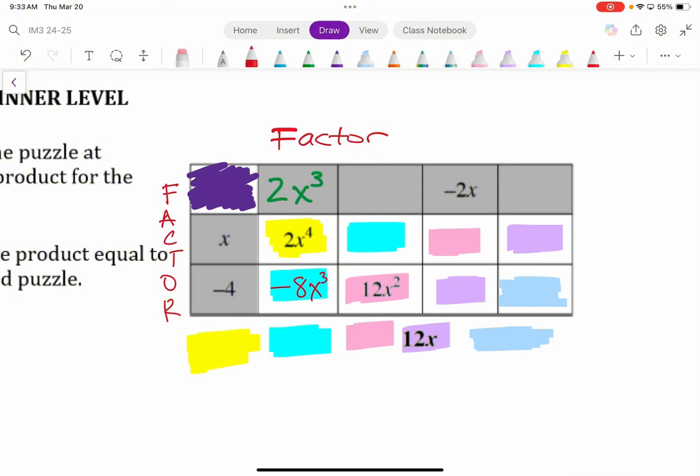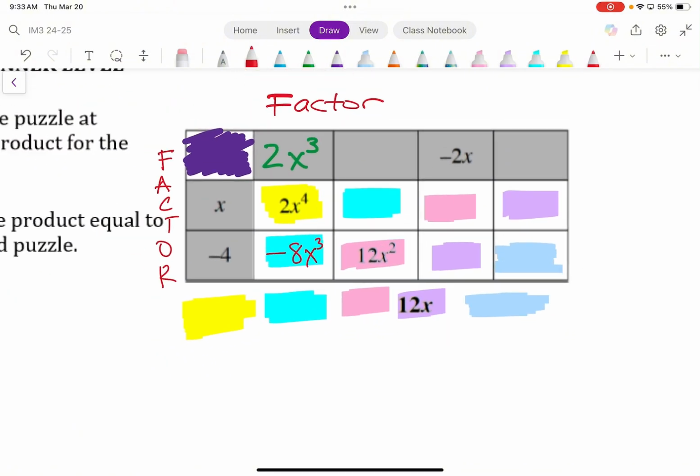That's right. So what do we get? Negative 8x to the third. All right. Notice how the next box, the next column, one box is filled out. That box is 12x squared. How do I get 12x squared? Negative 4 times negative 3x squared. So negative 4 times negative 3 will give you positive 12, and then you have an x squared, so that makes it 12x squared. Now that I know that factor for the column, what goes in the other blue box? Negative 3x to the third.